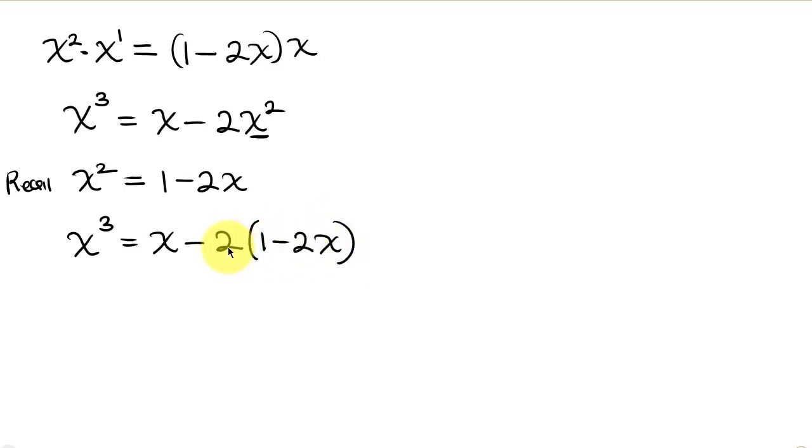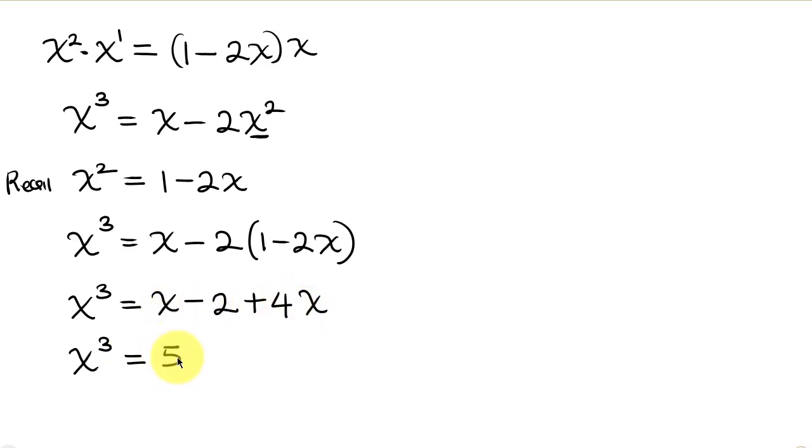Very good. So now let's open up this bracket. So we have x cubed to be equal to x minus 2 times 1 is minus 2. And then minus 2 times minus 2x gives plus 4x. Very good. So now let's add up like terms. We have x cubed to be equal to x plus 4x is 5x. Very good. And then minus 2.